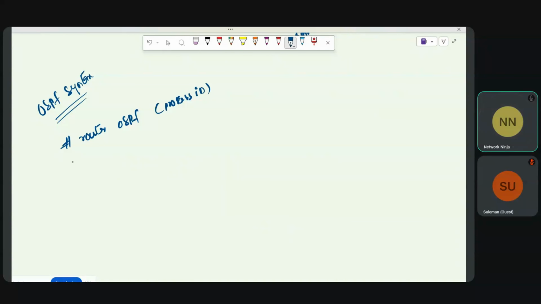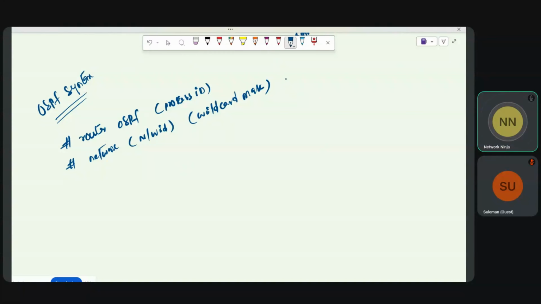Process ID is not case sensitive, but area ID is case sensitive. Then you need to mention network, the network ID and the wildcard mask. The wildcard mask is nothing but the inverse of your subnet mask, which we already discussed in detail, so you can go through that video as well. It is the inverse of your actual subnet mask.